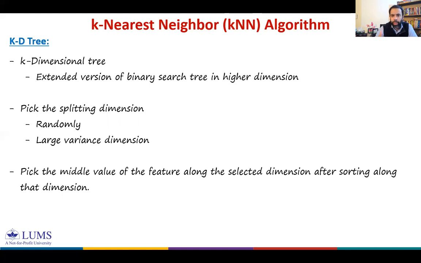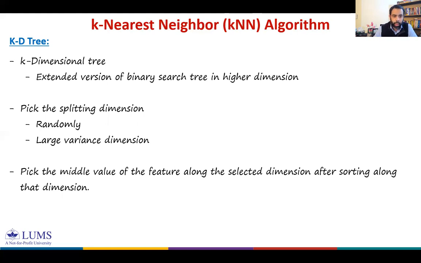But at each tree level, we pick a different splitting dimension. This is the only difference from a binary search tree. In a binary search tree, we only have one dimension, and we stick to that dimension, and we keep on splitting data. But in a KD tree, at every tree level, we pick a new dimension to split the data.